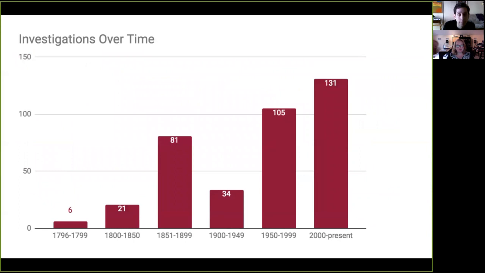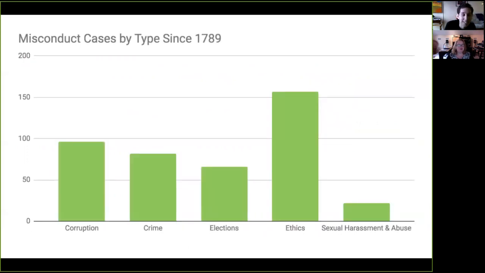The rise in volume of cases reflects multiple issues, but probably the single biggest factor is that the opportunities are increasing for violating ethical rules in criminal law, such as congressional junkets. We do want to note that the bump in 1851 to 1899 reflects some mass expulsions that occurred at the beginning of the Civil War. We've categorized the misconduct into 5 categories, which are corruption, crimes, elections, ethics, and sexual harassment and abuse.